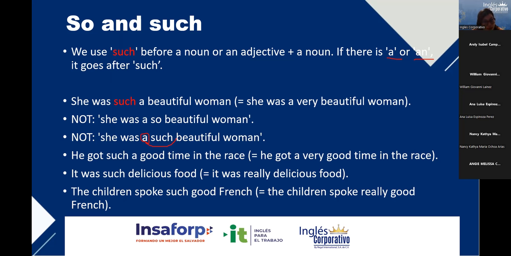It was such delicious food. Food is not countable. So if I'm using uncountable, I'm not going to use a either. It was such delicious food. It was very delicious food. It was really delicious food. The children spoke such good English. The children spoke really good English or French. The children spoke very good French, right? Because so and such have the same meaning as very and really.